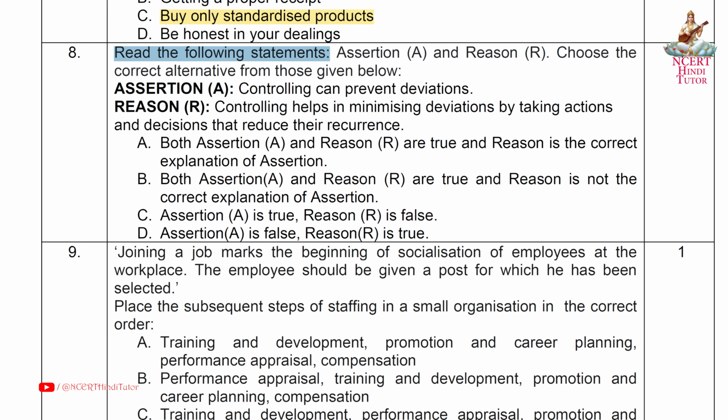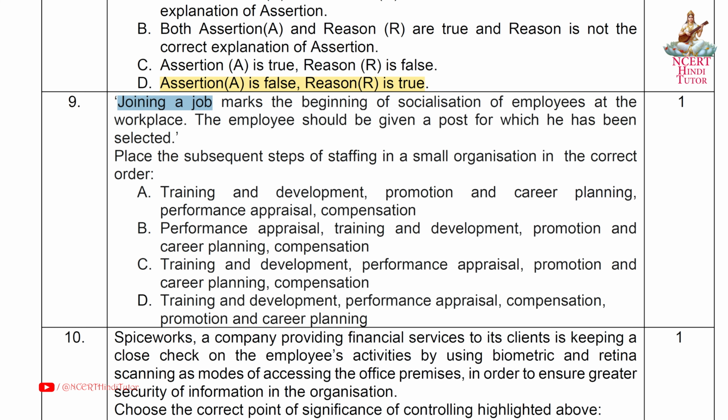Question 8. Read the following statements, assertion A and reason R. Choose the correct alternative from those given below. Assertion A. Controlling can prevent deviations. Reason R. Controlling helps in minimizing deviations by taking actions and decisions that reduce their recurrence. Answer D. Assertion A is false, reason R is true. Question 9. Joining a job marks the beginning of socialization of employees at the workplace. The employee should be given a post for which he has been selected. Place the subsequent steps of staffing in a small organization in the correct order.